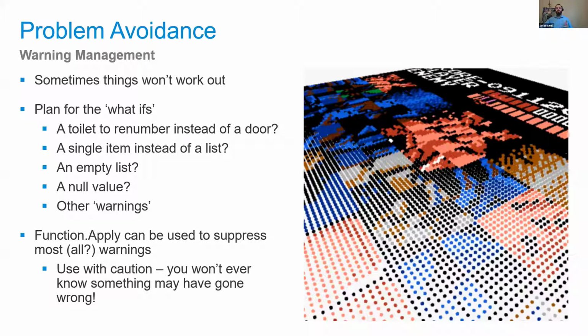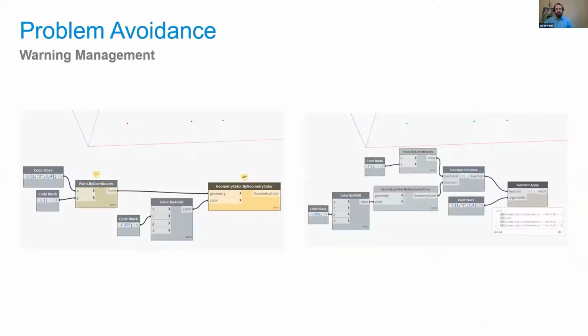Also important, many people don't know this, but Function.Apply can be used to suppress most, if not all, warnings. Now, this is a total double-edged sword, so disclaimer all over this. Don't just do this all over the place because it can create some problems.